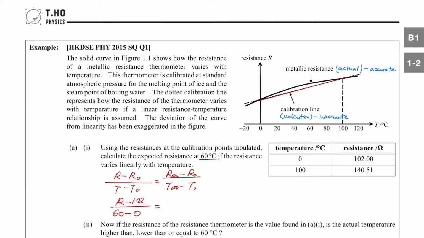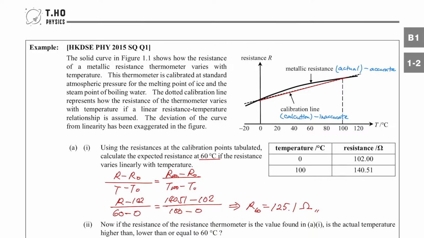R100 means the resistance at 100 degree, that is 140.51. R0 is 102, we just talked about that. So 100 minus 0. So after solving the equation, we would find that the resistance at 60 degree would equal 125.1 ohm.